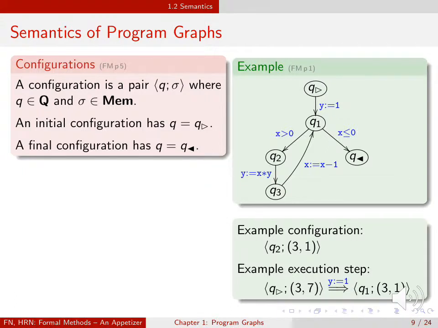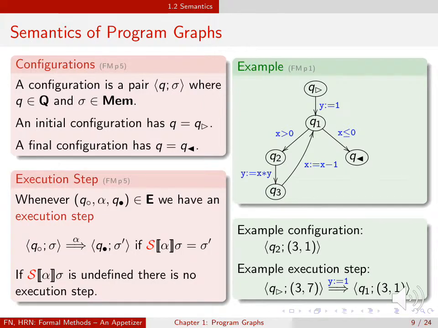Generalizing from the example, a configuration is a pair consisting of a node in the program graph and a memory. An initial configuration is one where the node is the initial node. A final configuration is one where the node is the final node. Whenever there is an edge in the program graph from a start node Q to an end node Q', we have an execution step. The start memory sigma is transformed into the end memory sigma prime as given by the semantics applied to the action alpha on the edge.